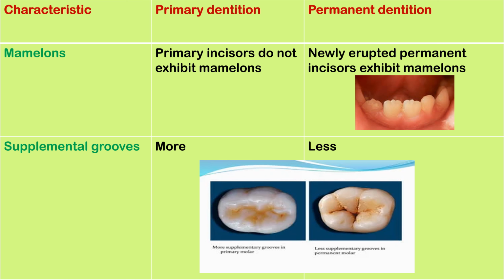Talking about mamelons, primary incisors don't have mamelons. Their edges are smooth, whereas the permanent incisors, when they first erupt, do show mamelons. These features eventually wear down as the tooth matures. The next characteristic is supplemental grooves, which are found more in the primary dentition as compared to the permanent dentition.